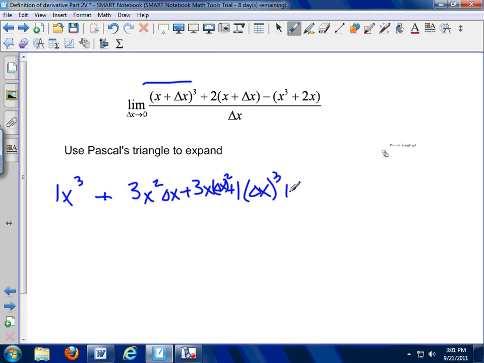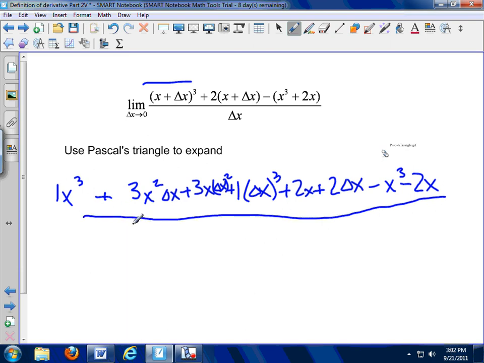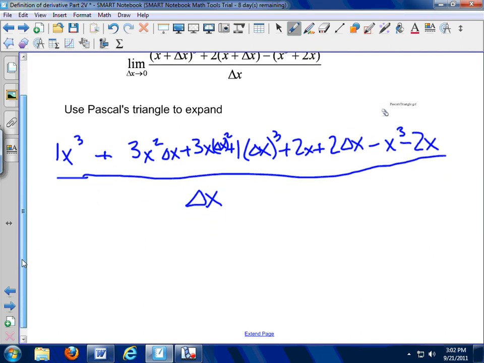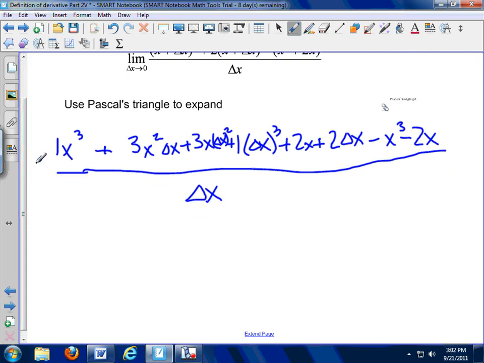That part is just the expansion of this, so we've got that taken care of. And then plus 2x plus 2 delta x. Then we're going to subtract the original function, and I'm going to get rid of the parentheses, x cubed minus 2x, all of that over delta x. So you have all of that stuff, and I'm just going to scroll down the page here. We're using Pascal's triangle to expand, and then we're going to simplify.